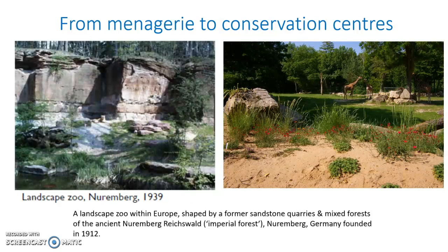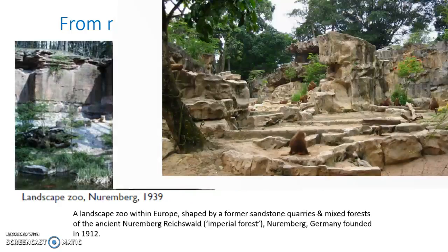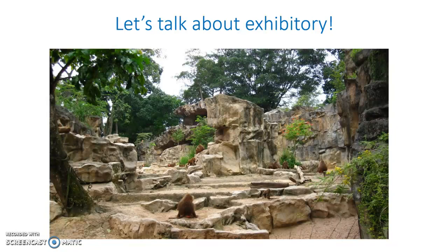Landscape Zoo Nuremberg. A landscape zoo within Europe, it is shaped by a former sandstone quarries and mixed forests of the ancient Nuremberg Reichswald. How can you pronounce that? Anyway, founded in 1912, right? And it is still here. It is still there to this day. So basically, that is how zoo changes throughout time.